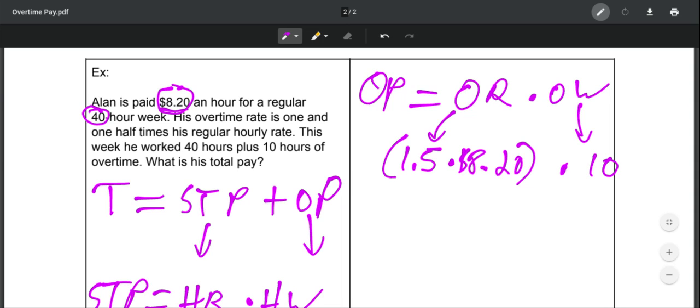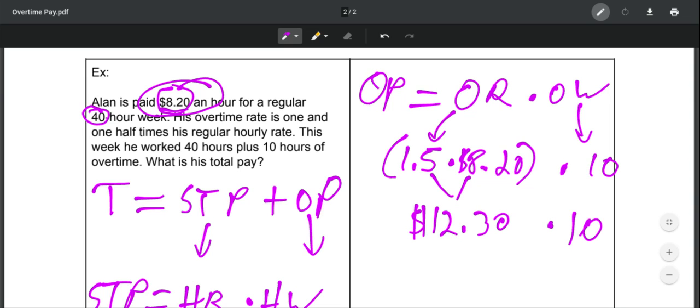So when you're figuring out overtime rate, if it's time and a half, you're going to multiply 1.5 by your regular amount that you make per hour. And if it's double time, you'll just do 2 times that. So let's see, that'll give us 1.5 times 8.2, so our overtime rate will be 12.30.